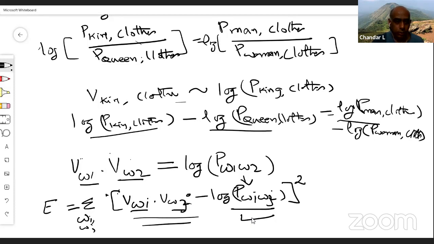And what we try to do is minimize this error function, because we want the dot product of vectors to be the same as the logarithm of the probability of co-occurrence. So we do this: VWi dot VWj minus log of the co-occurrence, we square it, and then we also add a weighting factor. That weighting factor I'll explain quickly. So this is the error function.